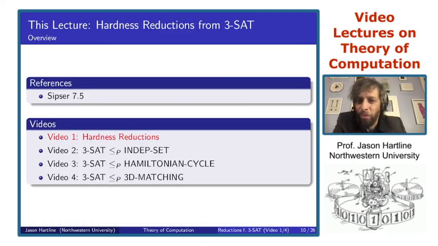Okay, so that's our overview of hardness reductions. In the remainder of this lecture, we're going to see three reductions, reducing from 3-SAT, the problem of determining yes or no whether a Boolean formula is satisfiable, to independent set, Hamiltonian cycle, and 3-dimensional matching.